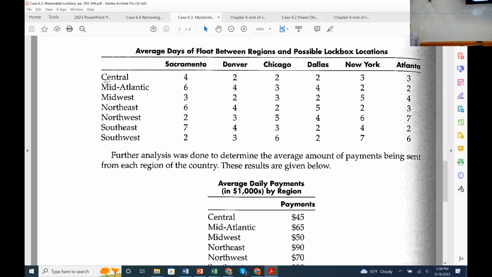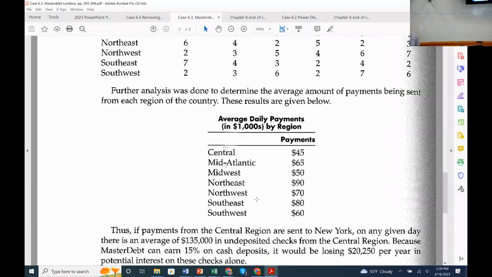like how long a check is in the mail. If it goes from customers in the central region to Chicago, it's only 2 days. But if we try to mail something from the Southwest to New York City, that takes a full week. And then this is the volume of checks being written from our customers in each of those locations. Okay. Everybody understand the business problem we're trying to solve? What are the decision variables that we need for this problem?